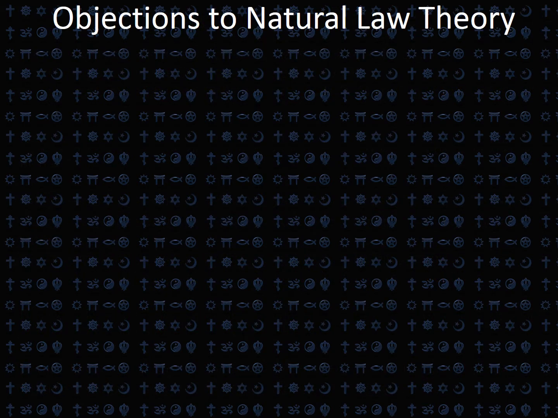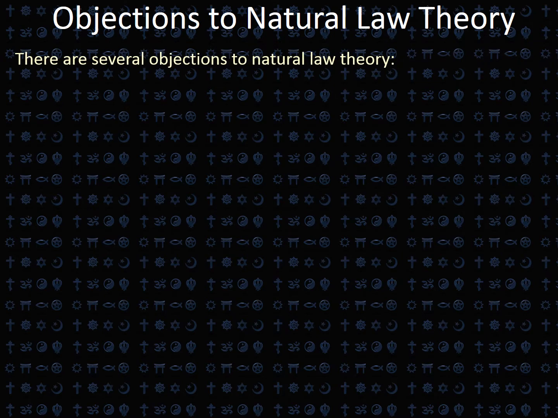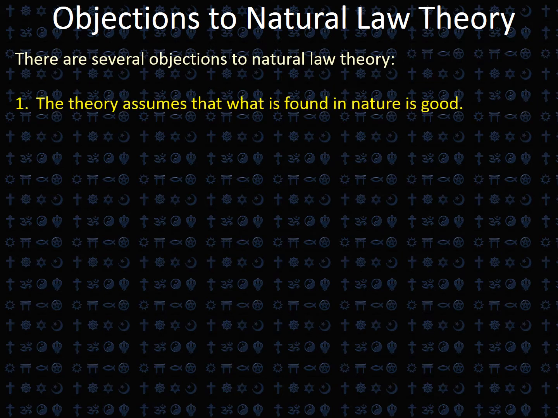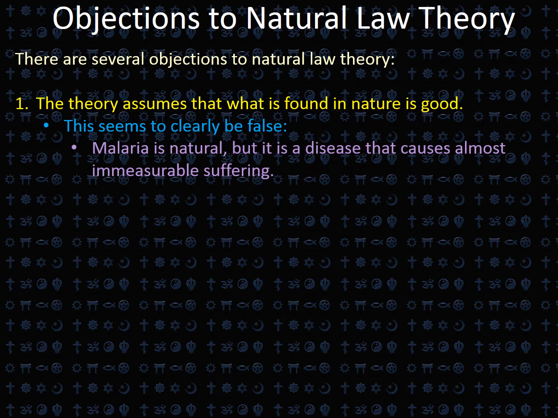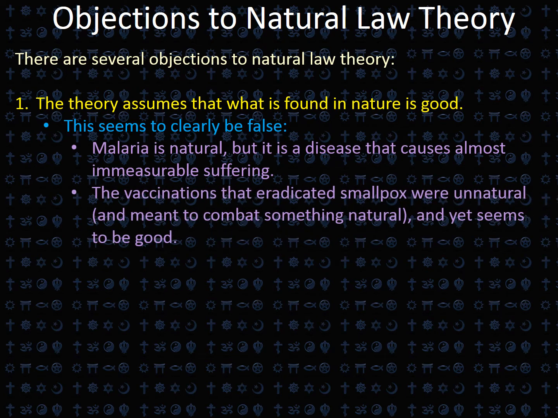Objections to natural law theory. There are several objections to natural law theory. First is the objection that the theory seems to assume that what is found in nature is good, yet this seems to clearly be false. Malaria is natural, but it is a disease that causes almost immeasurable suffering. The vaccinations that eradicated smallpox were unnatural, and in fact meant to combat something natural, and yet seem to be good. In spite of this, you will often hear naturalness cited as a virtue, even by non-natural law theorists, and unnaturalness being cited as if that all by itself were a moral defect.